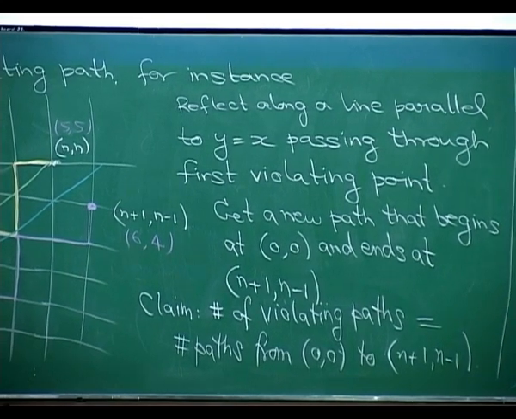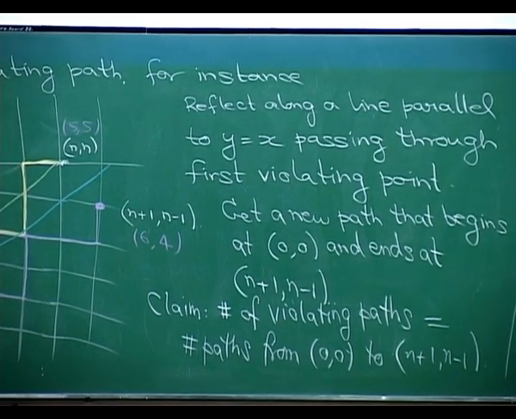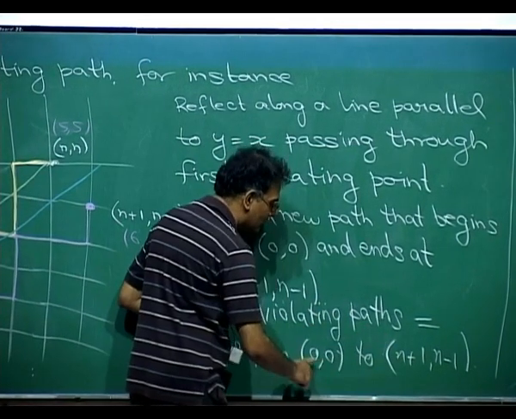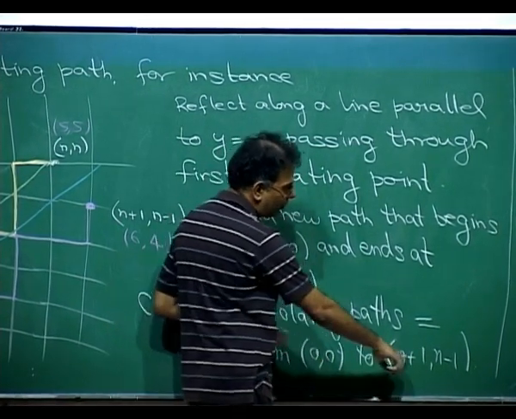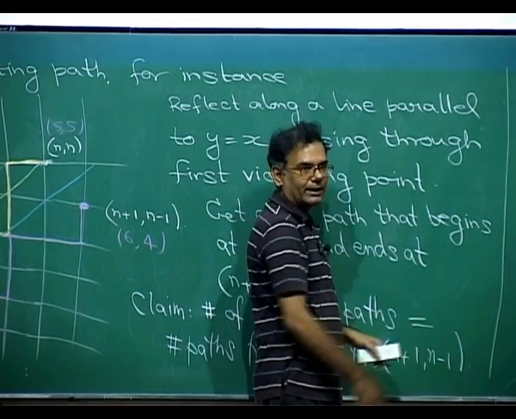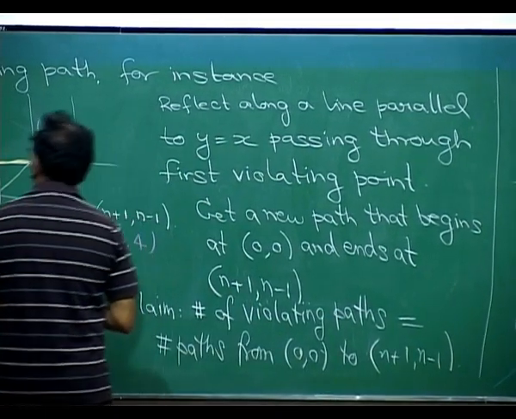That is something that we know how to count. We know how to count all paths from 0, 0 to anywhere. So this number therefore is 2n choose n plus 1 or 2n choose n minus 1, and so we are done.